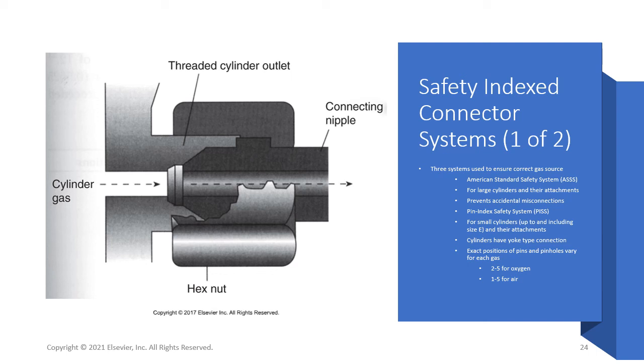The pin index safety system is used for small cylinders up to and including size E and their attachments. Cylinders have a yoke-type connection. The exact position of pins and pinholes may vary for each gas. The most common for respiratory care use are the 2-5 pinhole position for oxygen and the 1-5 pinhole position for air.